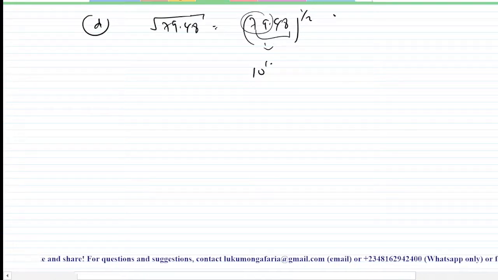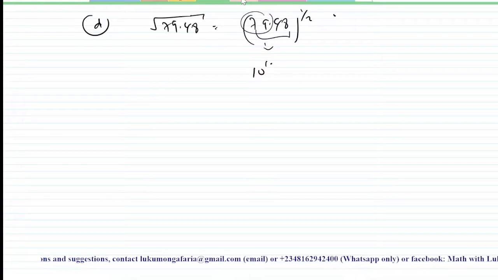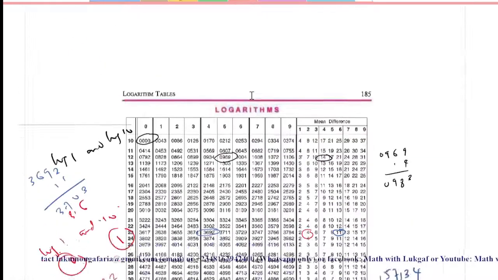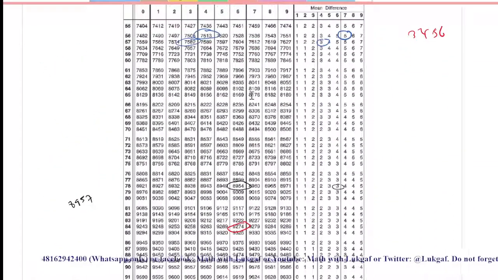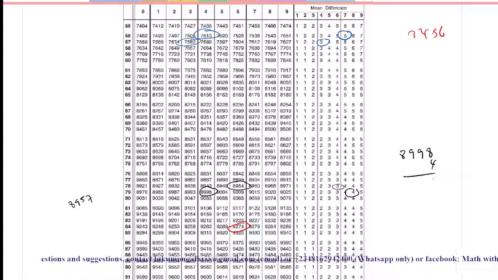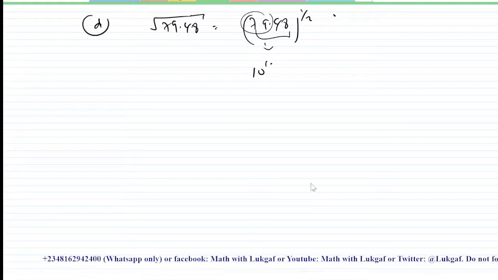Then you check 79 under 4 difference under the logarithm table. Don't check it under the anti-logarithm table. 79 under 4 difference 8. 79 under 4 is this. Am I talking sense? Yeah. So then difference 8. Difference 8 is 4. If you have 8998 plus 4, this will give me 9002. Then 1 point.